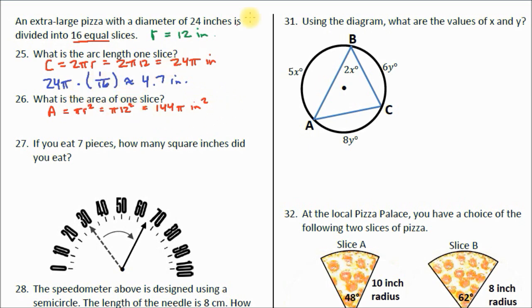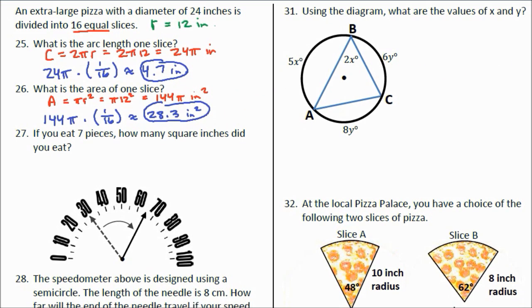Now let's go ahead and find the area of one slice. Same procedure as 25. We take the total area of the pizza and we multiply it times the fraction that we want, which is 1/16, or one piece out of 16. Put that in our calculator the same way. We're going to get approximately 28.3 inches squared. Oh, I forgot. The instructions say circle your final answer. There we go.